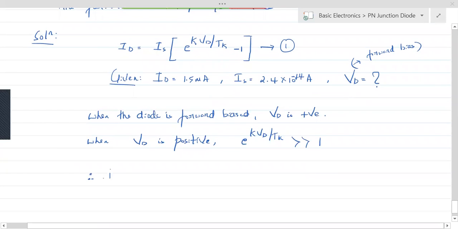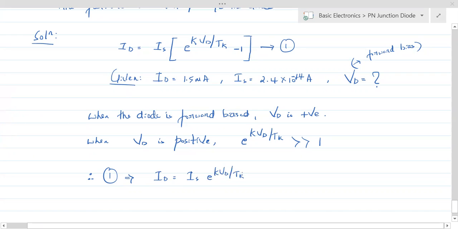Therefore, equation 1 implies, what does it imply? It implies that ID is just Is into e power kVd divided by Tk, neglecting that -1. Understand this? Now, what we need to find out is this Vd. So how to deal with this?